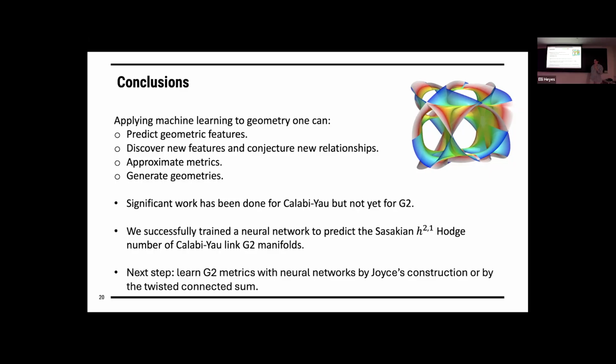And my goal for the future is to use what's been done for learning Ricci-flat Calabi-Yau metrics to try and learn holonomy G2 metrics. So I'm currently working on this in terms of the twisted connected sum construction, but you can also try and do this for the Joyce-Karigiannis construction.